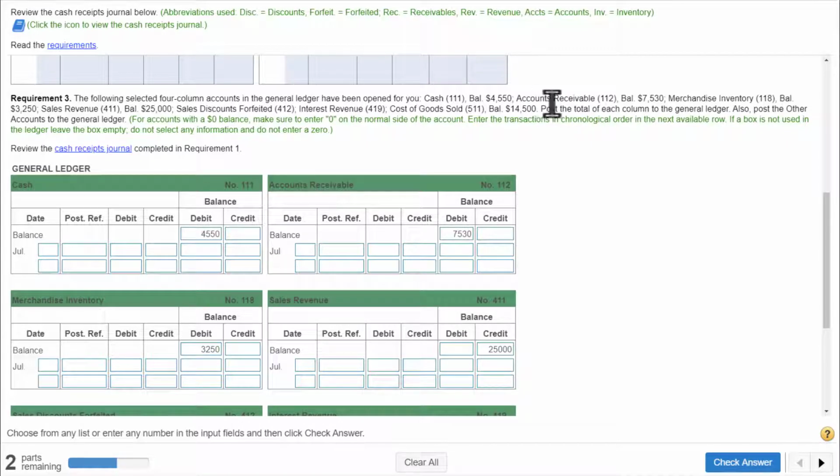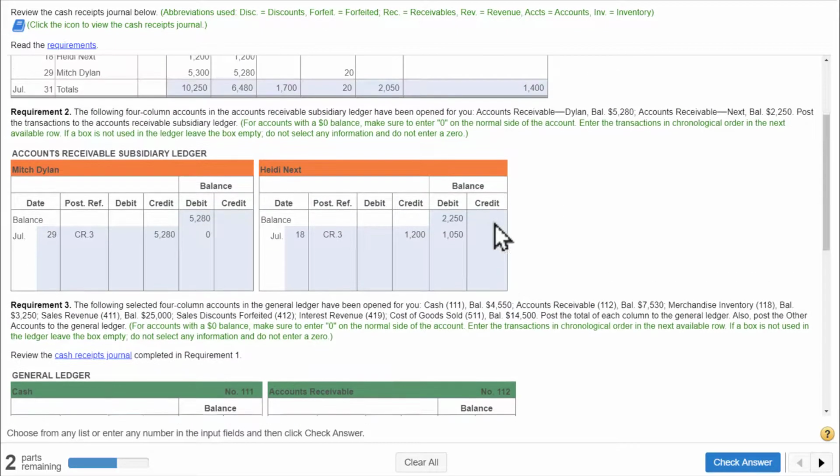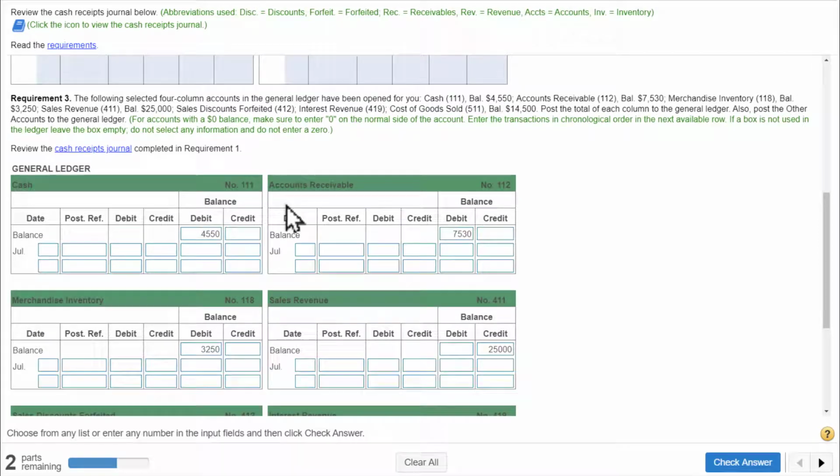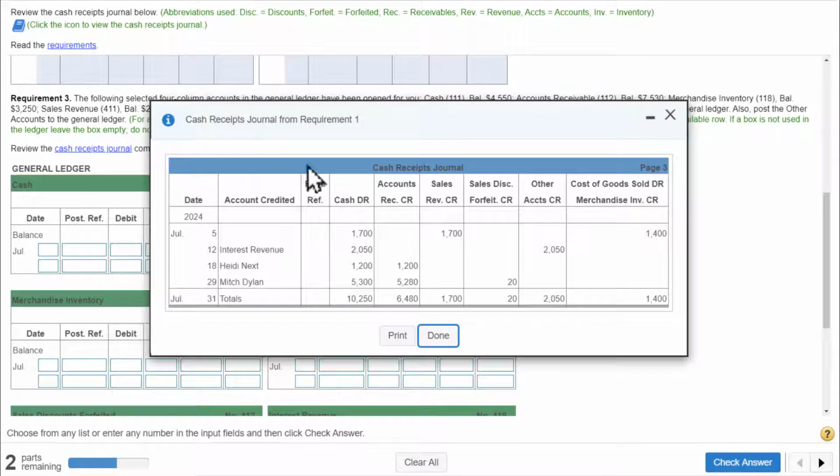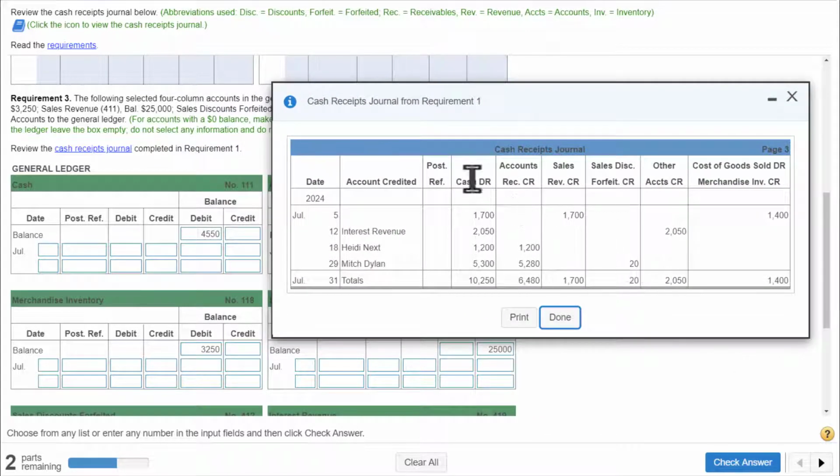Post the total for each column to the general ledger. Also post the other accounts in the general ledger. For accounts with a 0 balance, make sure to enter 0 on the normal side of the account. All right. So we can scroll up. Here's what's happening. We have to go to our cash receipts journal, which is in this picture, and we have to post everything else. Notice we already posted the $1,200 to the subledger and the $52.80 to the subledger. So now we have to do these totals.